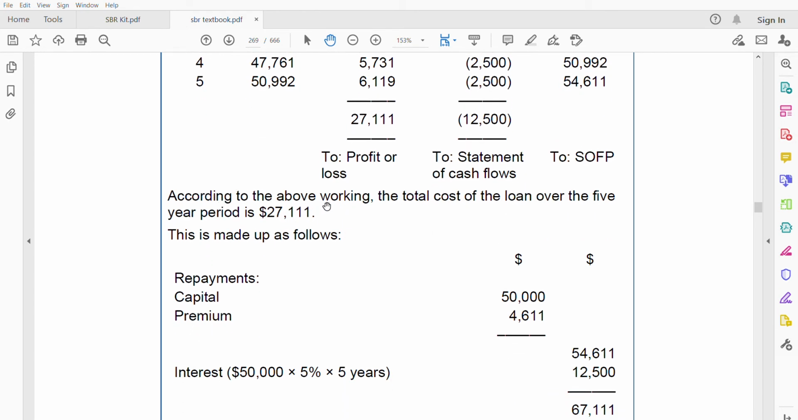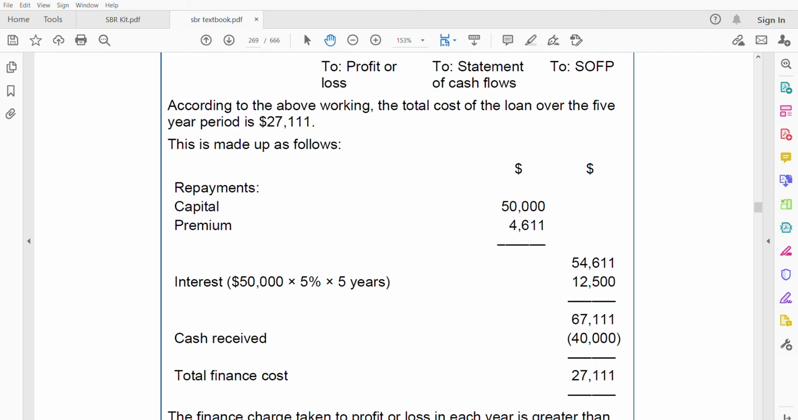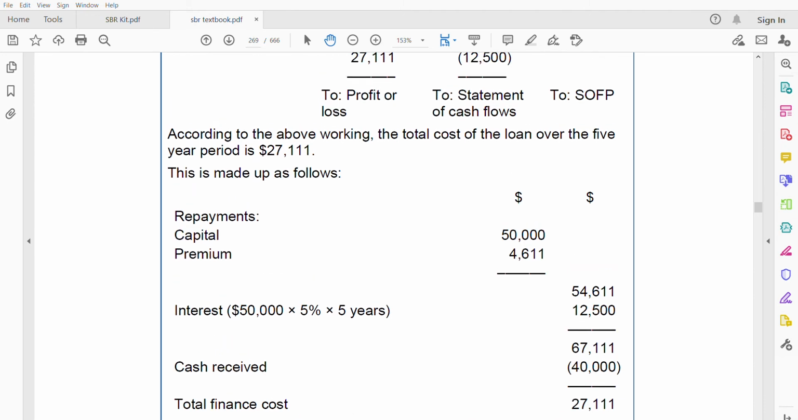According to the above working, what is the total cost of the loan over the 5 years? It is this only, the one which goes to the profit and loss account. That is the expense, no? 227,111. So this is made up as follows. There is another way of calculating this if you want to see.